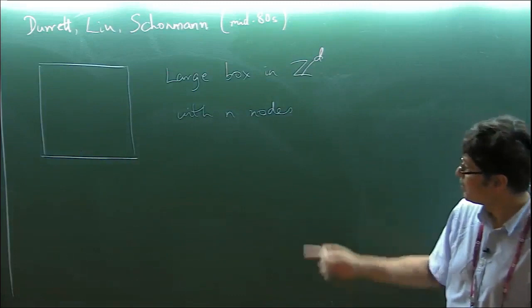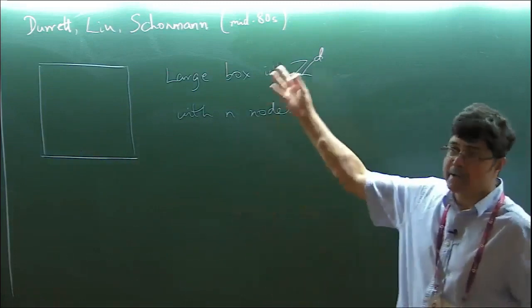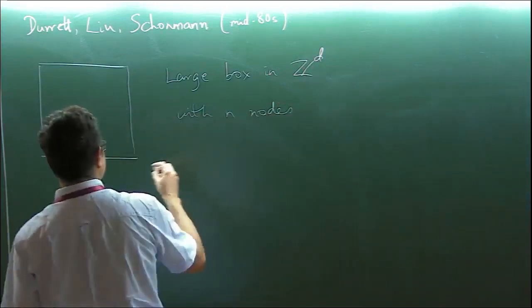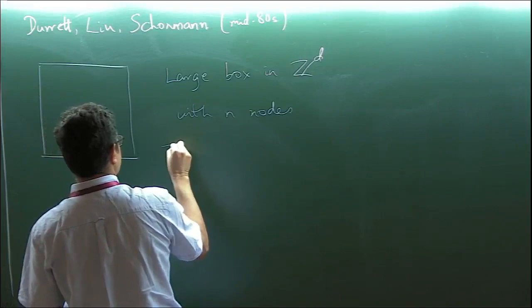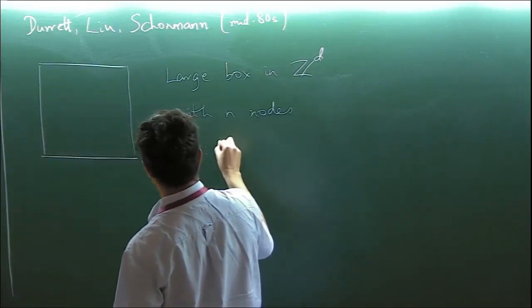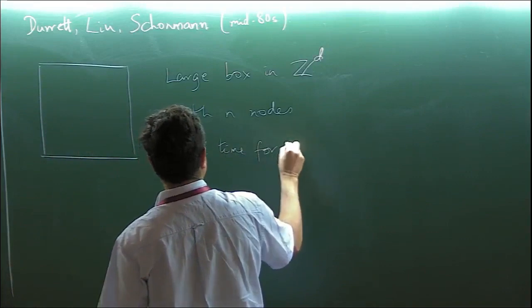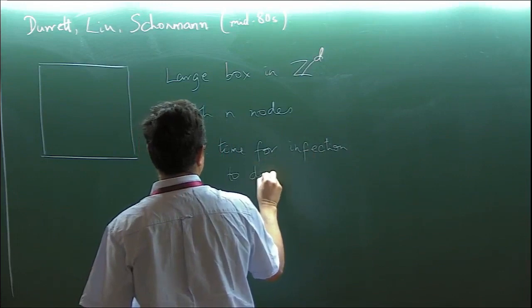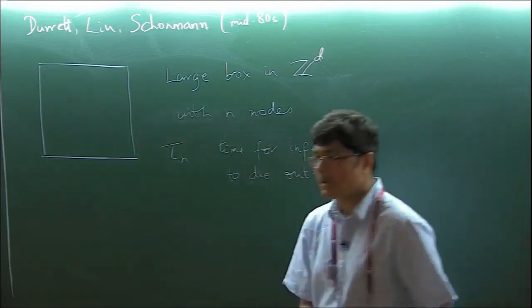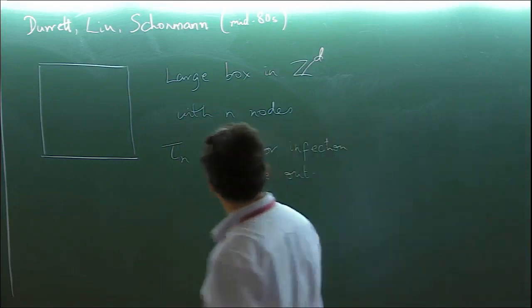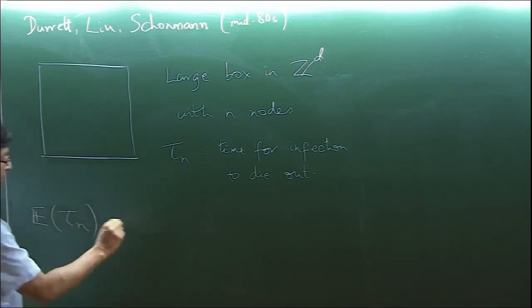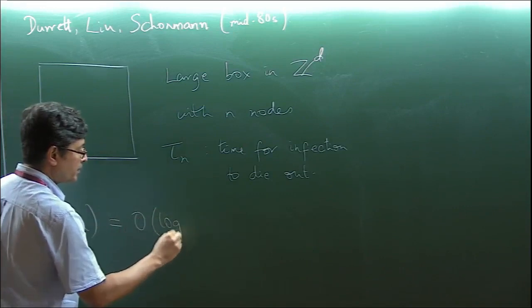Let's say with 10 nodes, and let's start with all the nodes infected and look at tau. So tau n is the time for infection to die out. And what they showed was that the expectation of tau n is of order log n.